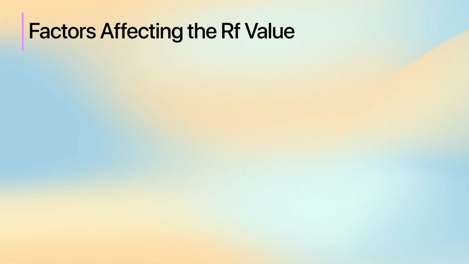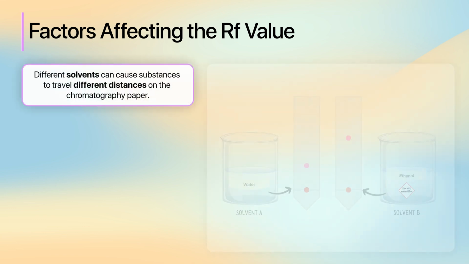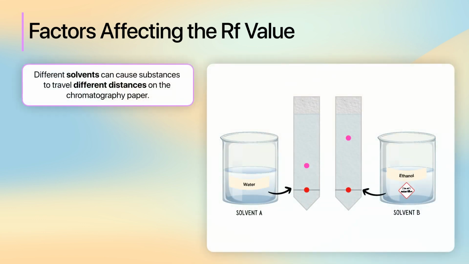There are different factors that can affect the accuracy of the RF value. First up, types of solvents. Different solvents can cause substances to travel different distances on the chromatography paper. This is because each substance dissolves differently in various solvents. For example, a substance might dissolve very well in one solvent and travel far, but not dissolve as much in another solvent and travel a shorter distance. This will affect its RF value, so using the same solvent throughout an experiment is important to get consistent results.